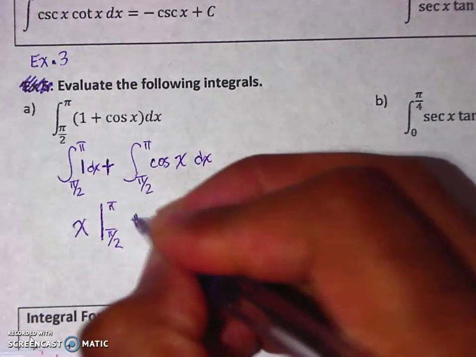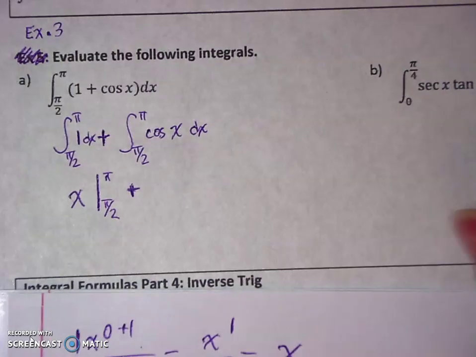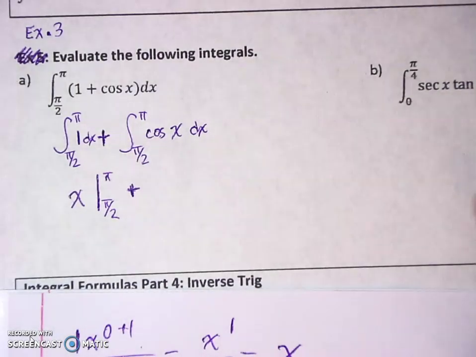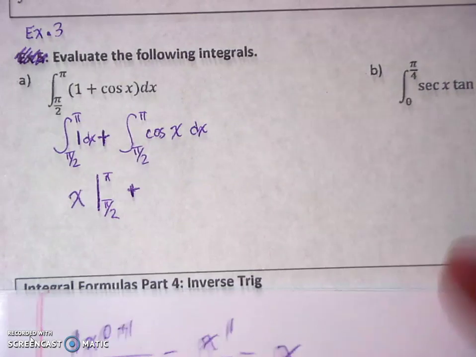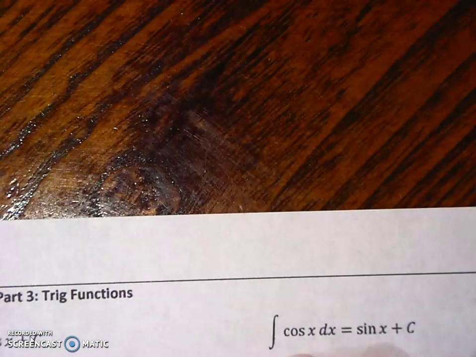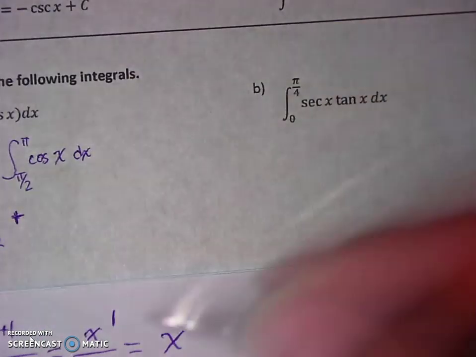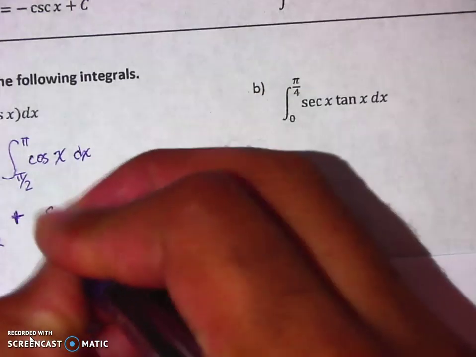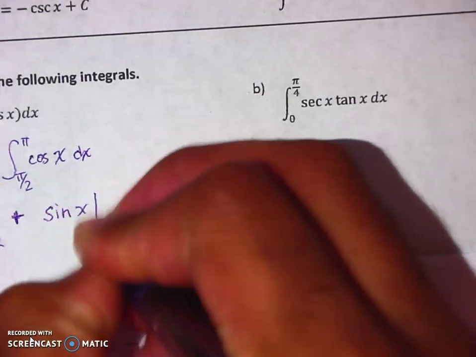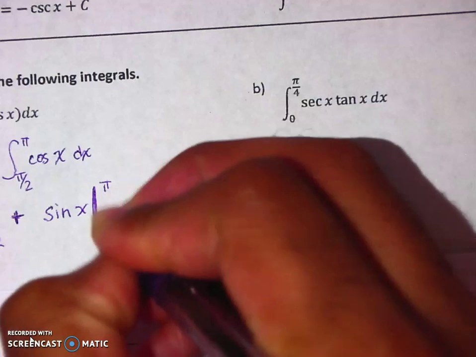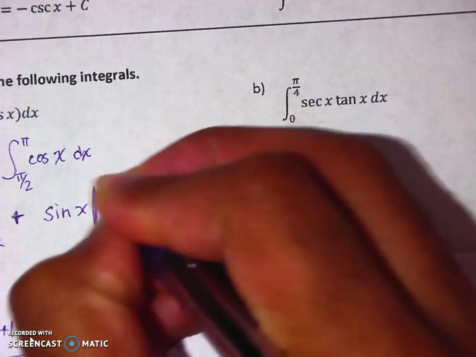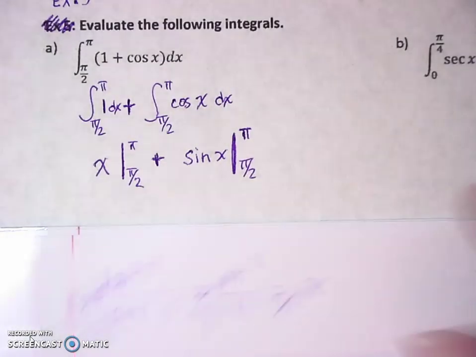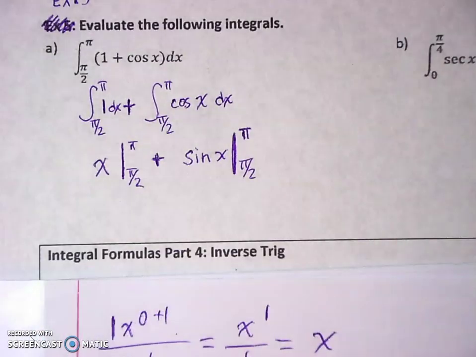Then the next portion here is the integral of cosine. Sorry, not derivative, but the integral of cosine. That's one of our new ones right there. It's sine. So if you look at just the rules that we have, that would be sine x. Again, we haven't dealt with the limits, the endpoints, whichever one we call it yet.